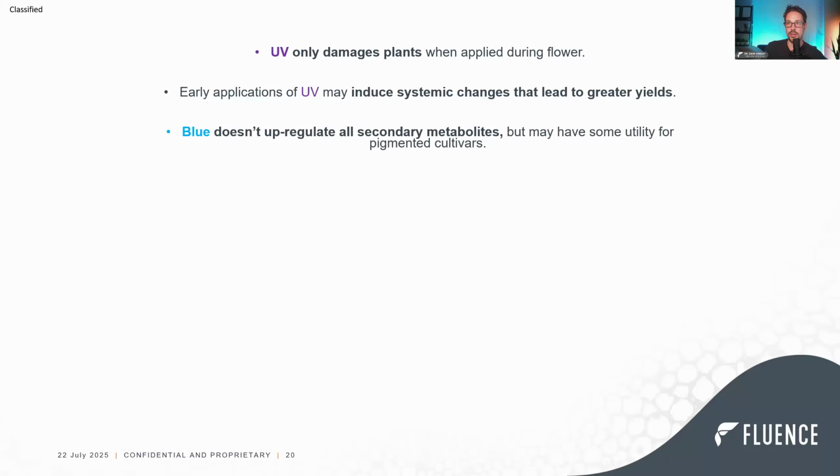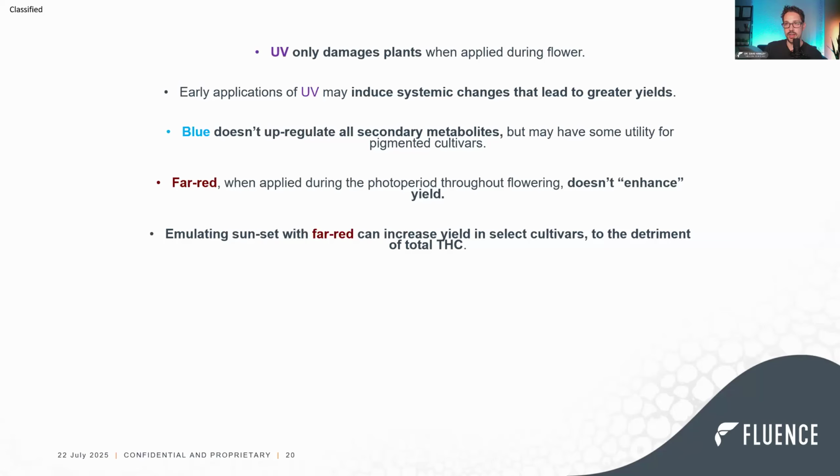Blue does not upregulate all secondary metabolites, but it may have some utility for pigmented cultivars. And that's something that we are actively researching now. Far red, when applied during the photoperiod throughout flowering, doesn't enhance yield. Emulating sunset with far red can increase yield in select cultivars to the detriment of total THC. And again, interesting, I would say not commercially ready, but something that we are actively exploring right now. Far red doesn't help overcome photobleaching. It makes it a little worse. Egg on my face with that one.